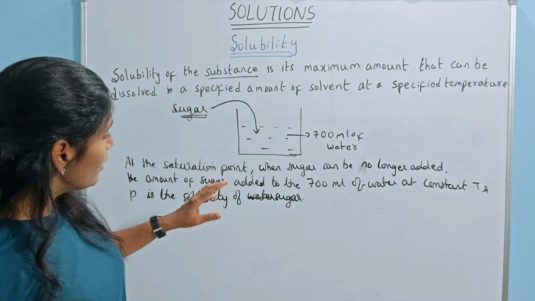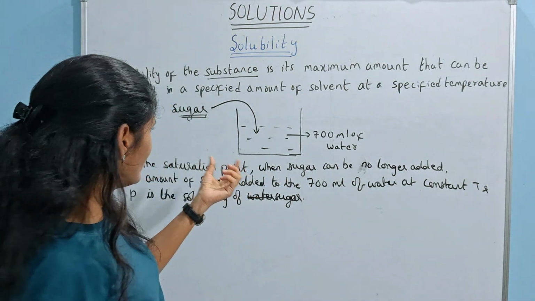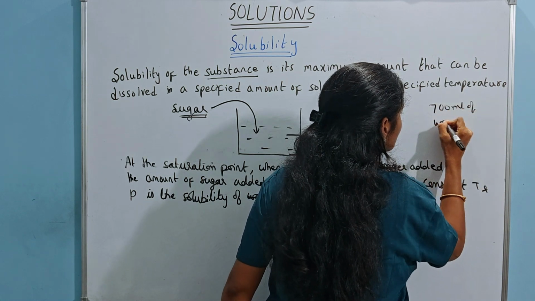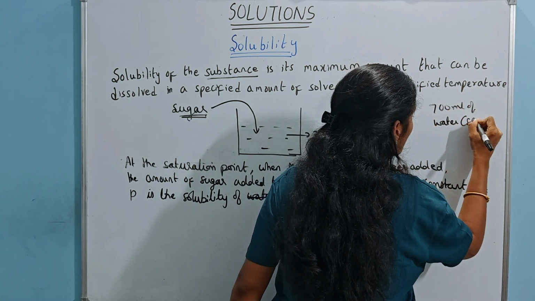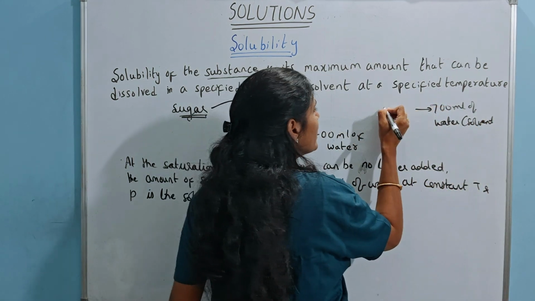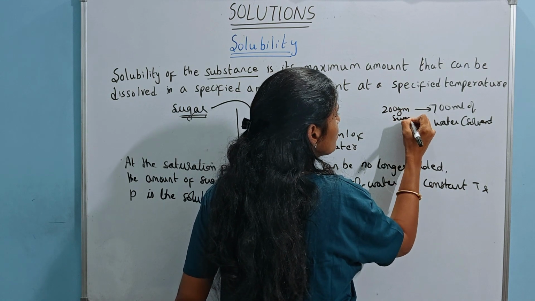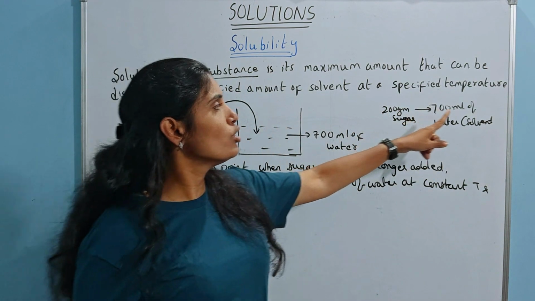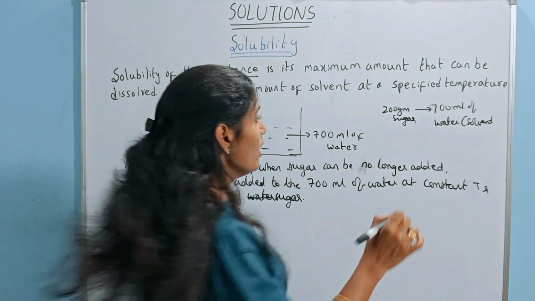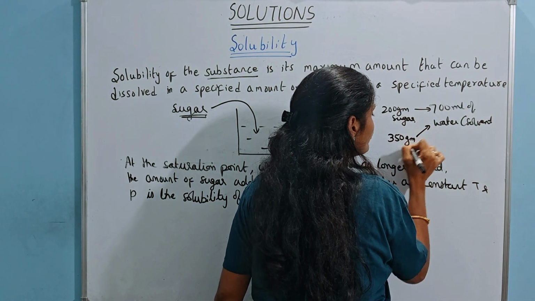So now, for example, solubility of sugar. I will take a vague example. For example, I will fix 700 ml of water as my solvent. Into this 700 ml of water, I can add, imagine, 200 grams of sugar. So what is the solubility of sugar here? 200 grams I can add in 700 ml of water. Now here when I take glucose, maybe I can add 350 grams of glucose.